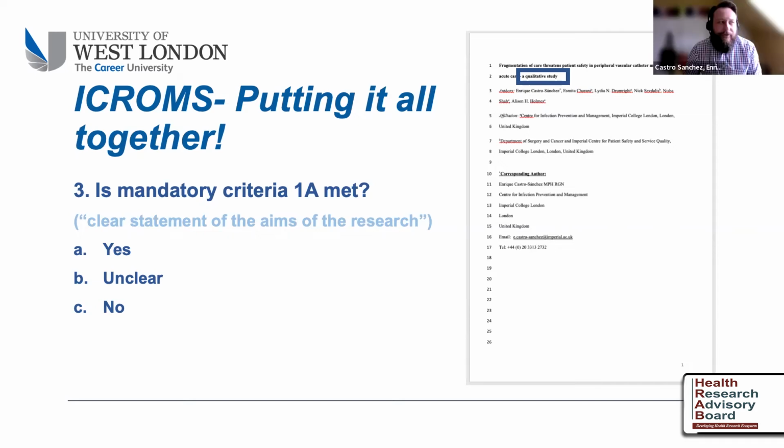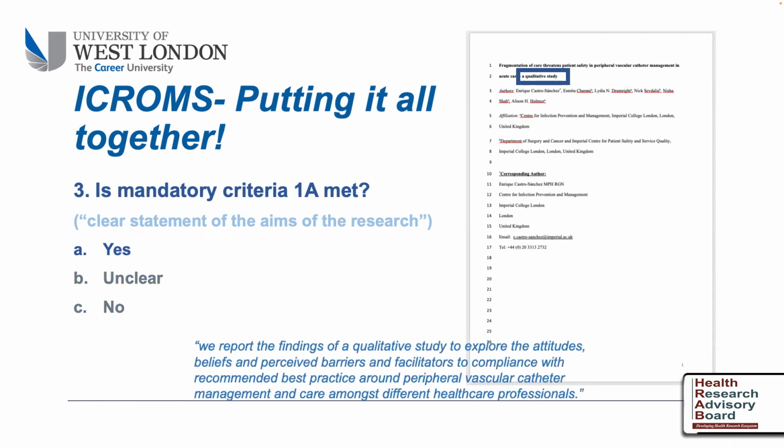So you say that's... would you be able to mention where you found the information about these criteria? Yeah, on page 2, under the heading of introduction. In the end, it says here we report the findings of a qualitative study to explore the attitudes, beliefs, and perceived barriers, and so on and so forth.